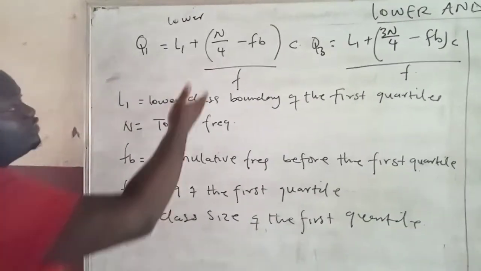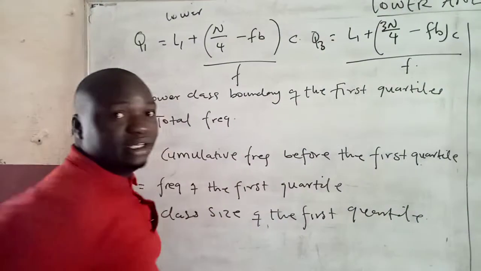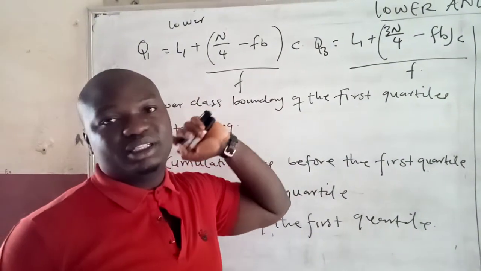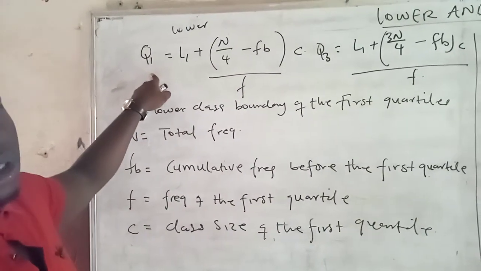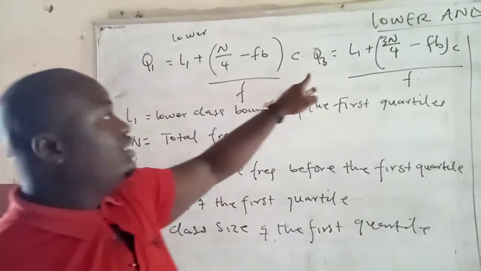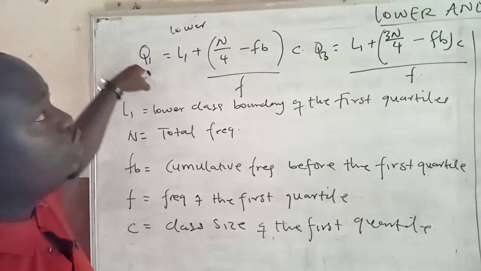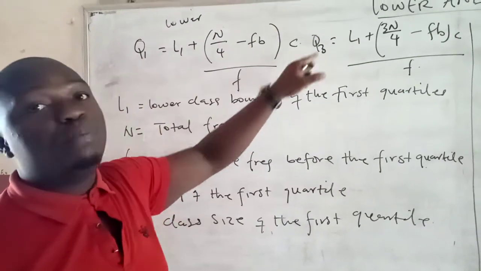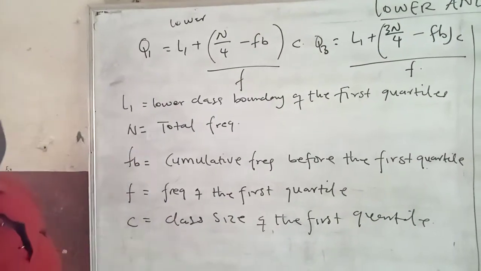Now, using this formula, you can see that the only difference between the two formulas is the number attached to N. That is the only difference. Like I said, Q1 is called the first quartile. Write it down in your note. This one is called the third quartile. Another name for Q1 is the lower quartile, and another name for Q3 is the upper quartile.